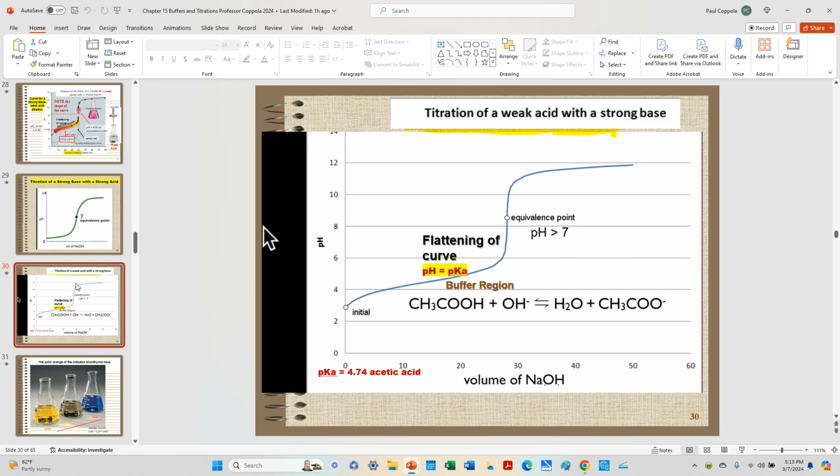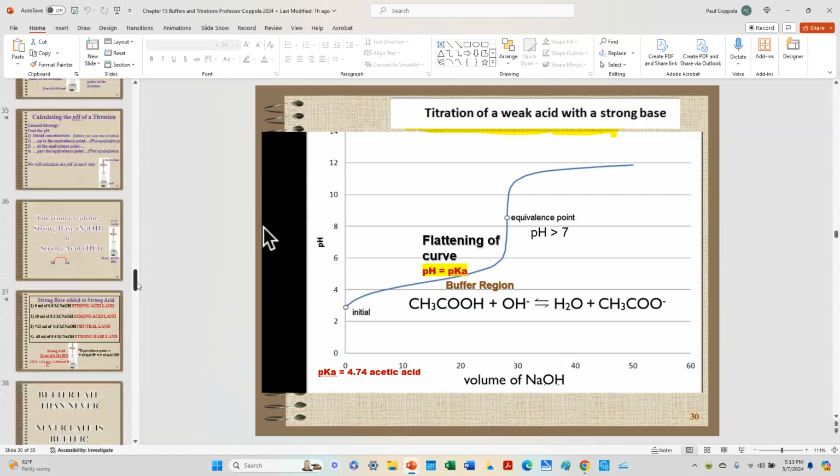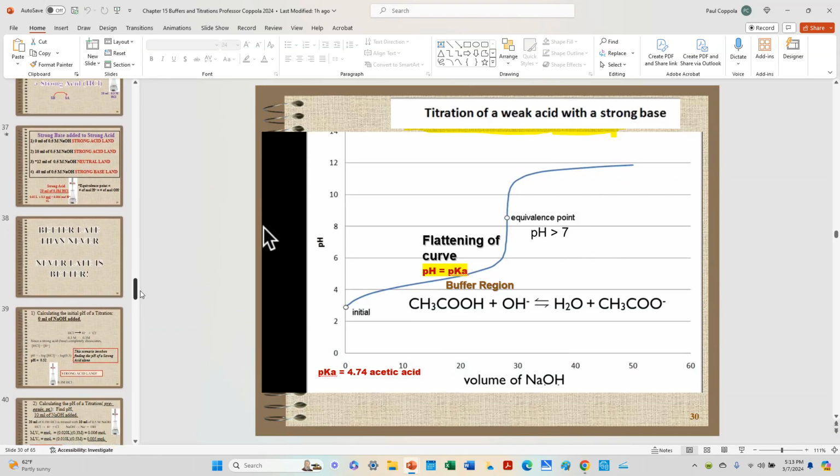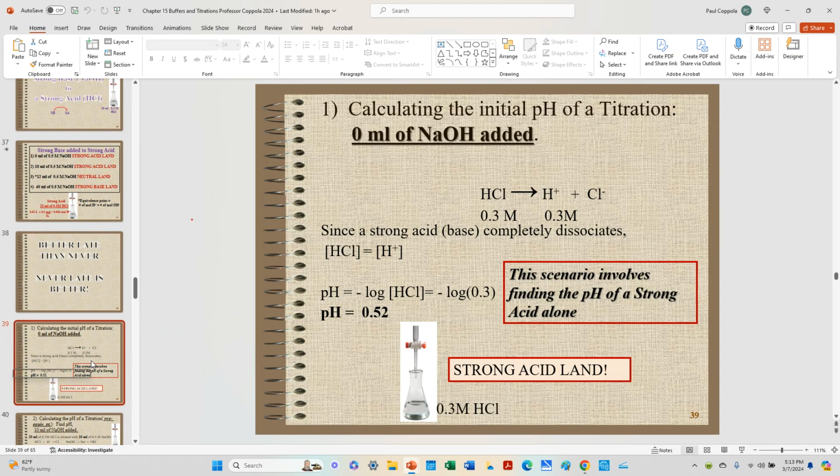And now we go through the titration. So you should go through the titrations. I'm just going to highlight a couple of things. Now we're talking about a strong acid titrated with a strong base. Before you add any base, you only have the strong acid. So you're in strong acid land, and you just use the negative log of the starting concentration.